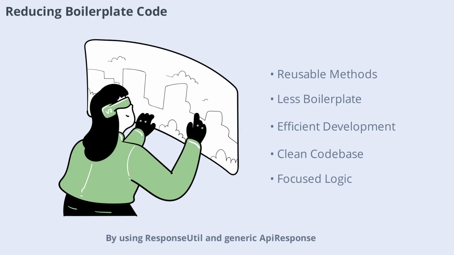By using ResponseUtil and generic ApiResponse, you reduce boilerplate code in your controllers. Response formatting and error handling are handled by reusable methods, freeing controllers to focus on business logic. This efficiency speeds up development and keeps your codebase clean.